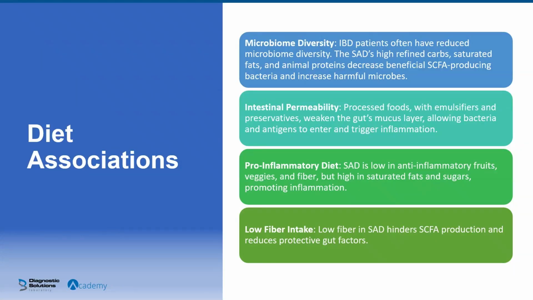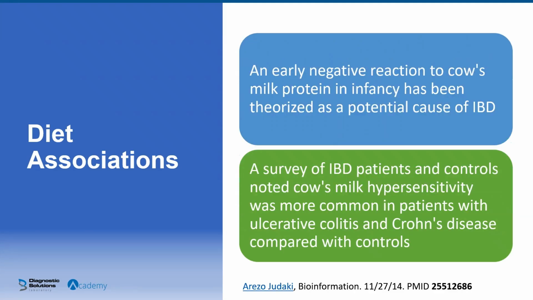The standard American diet is low in anti-inflammatory fruits, vegetables, and fiber, and high in saturated processed fats and sugars, which in and of itself will promote inflammation. And then a low fiber intake from the standard American diet will hinder short-chain fatty acid production and reduce protective gut factors. We do have some strong correlations with diet and inflammatory bowel disease.